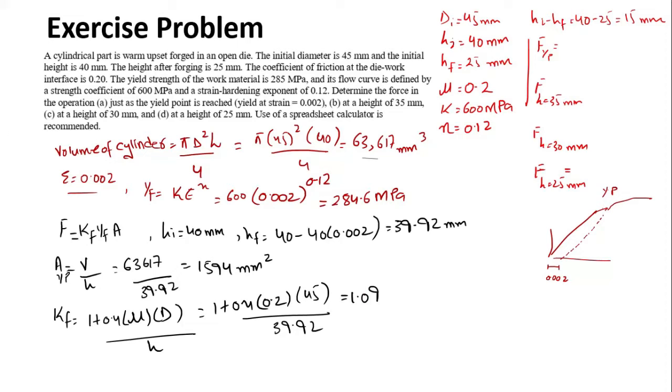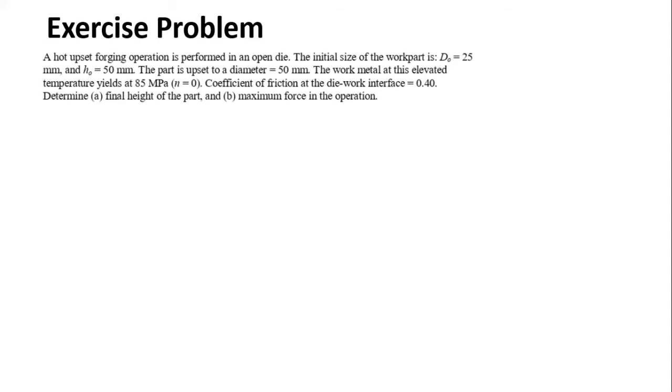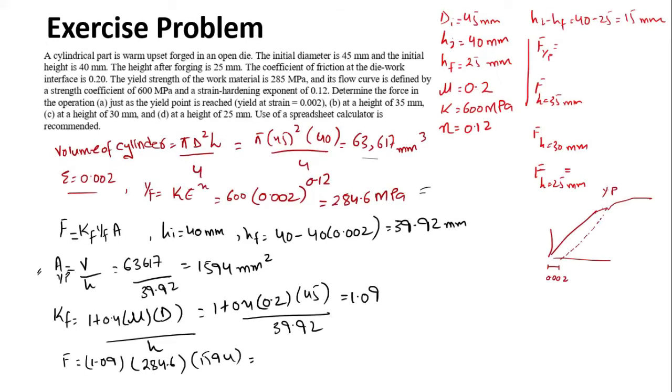So now, based on the value of area and the flow stress, we have this one and the Kf. We can find out the force here. So the force would be equal to 1.09 into the flow stress of 284.6 and into the area, that is 1594. So the value of the force would be 400 newtons. This is the value of the force just as the yield point is reached.